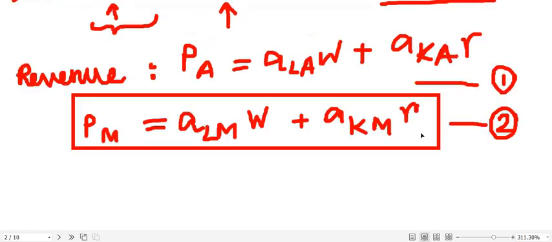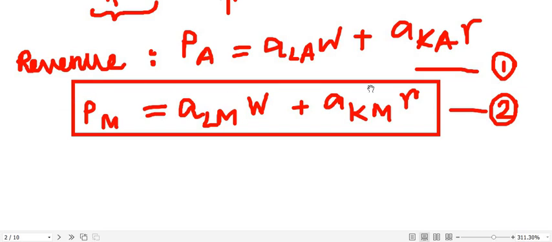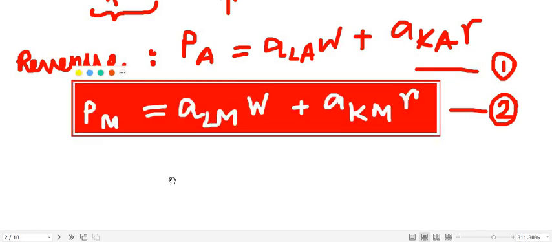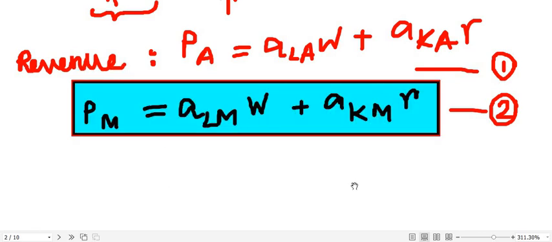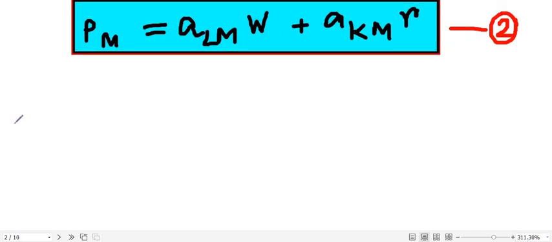In today's video we will be carrying forward with the Jones 1965 model and I shall be explaining how we got this equation. It was sort of left as homework. So how do we get the equation PM equal to ALMW plus AKMR? Let us recall, just a quick recap.